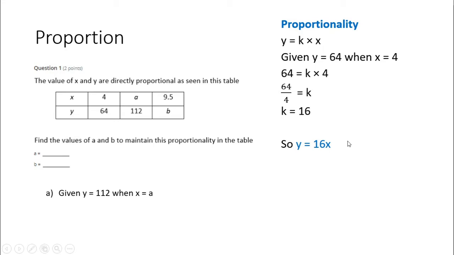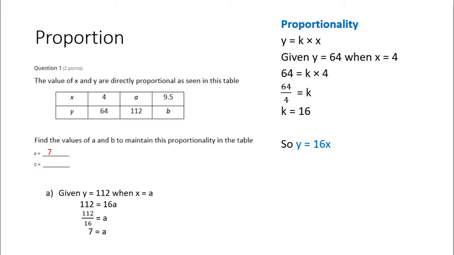So for A, for example, when we're given that y is 112 and x is equal to A, let's substitute that into our formula now to find out what A is. Y is 112, so 112 is equal to 16 times the x value. And here we're using A for the x value. So to find out what A is, just like we've done before, we'll rearrange this equation to get A on its own. A is being multiplied by 16, so we're going to move the 16 to the other side and divide by 16. So A is 112 divided by 16, which is 7. So we've got our first answer. A is equal to 7.